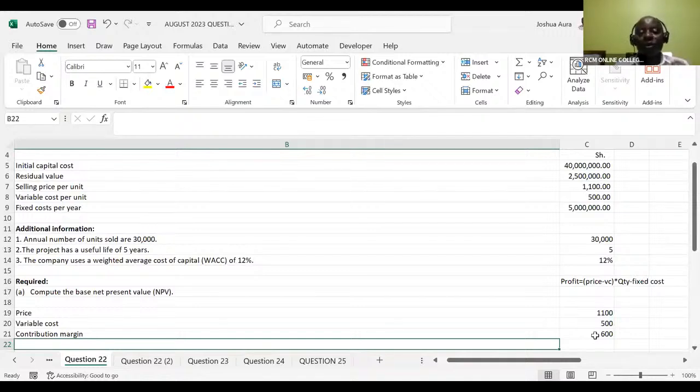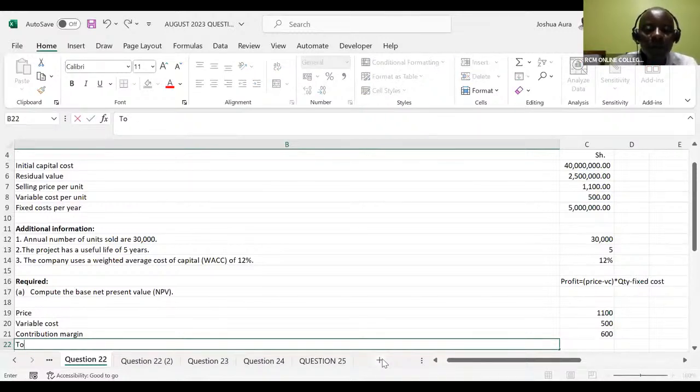Contribution margin is the same as contribution per unit. Once I get contribution per unit, of course I'm in need of total contribution. So I'll write here total contribution. And how do we get this total contribution? We shall take CM times quantity. The contribution margin that you have just obtained here times quantity.